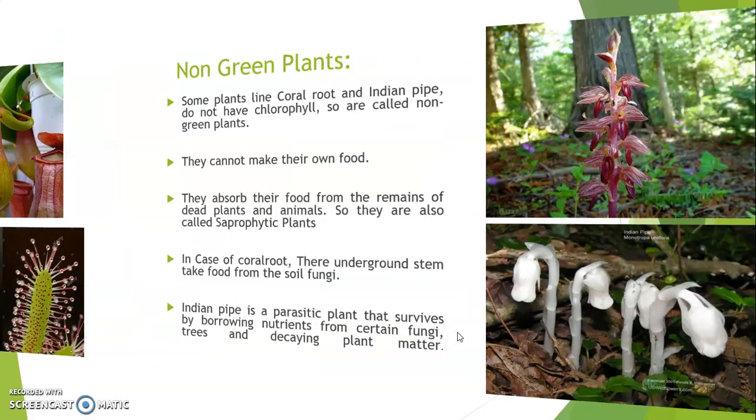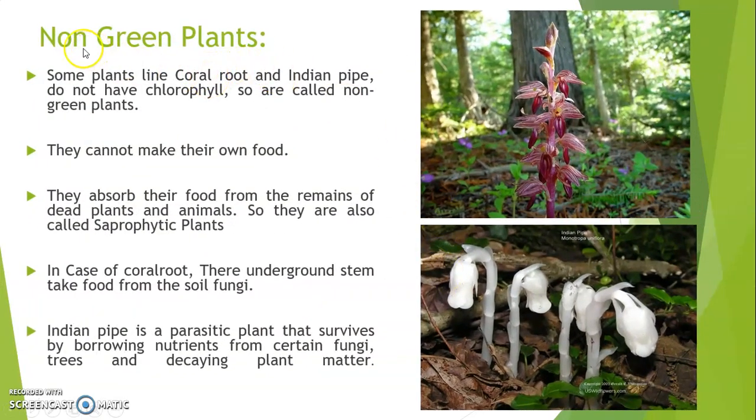Now let's move ahead with another type of plant, the non-green plants. Some plants like the coral root and Indian pipe do not have chlorophyll. So you can see these plants, this is the coral root and this is the Indian pipe. This white color plant is the Indian pipe plant. These two do not have any kind of chlorophyll. You can see that they are not green, the Indian pipe is white and the coral root is reddish in color.